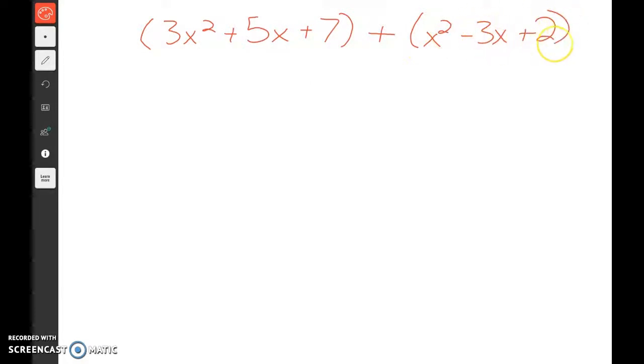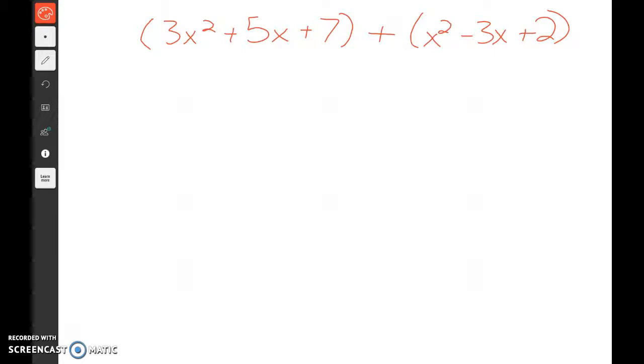So let's say we had the polynomial 3x squared plus 5x plus 7. And let's add that to another polynomial, and let's just make up one. How about x squared minus 3x plus 2? That seems easy enough. So to combine or add polynomials, it's very similar to something we learned last lesson, and that was called combining like terms.